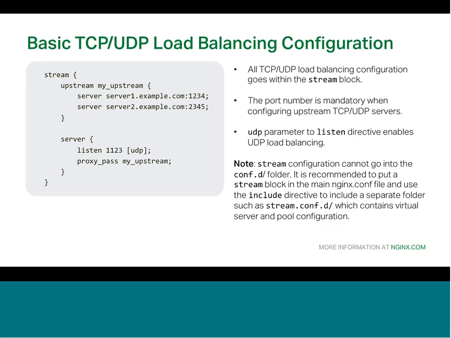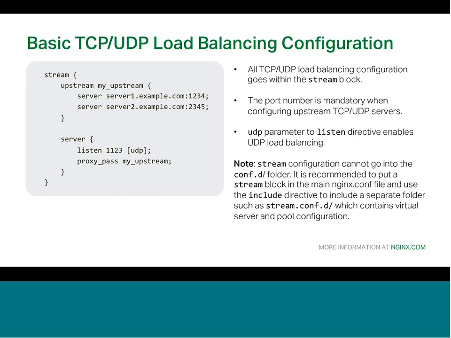And the other thing to look at is the listen directive a little bit below on the virtual server side. You notice that I have the UDP optional parameter there. If you don't specify that, it'll use TCP by default, and if you do specify UDP on the listen directive, NGINX will switch to using UDP for this virtual server. Otherwise, the configuration is pretty similar to HTTP, and if you're familiar with that syntax, you'll pick up the TCP UDP load balancing pretty quickly.